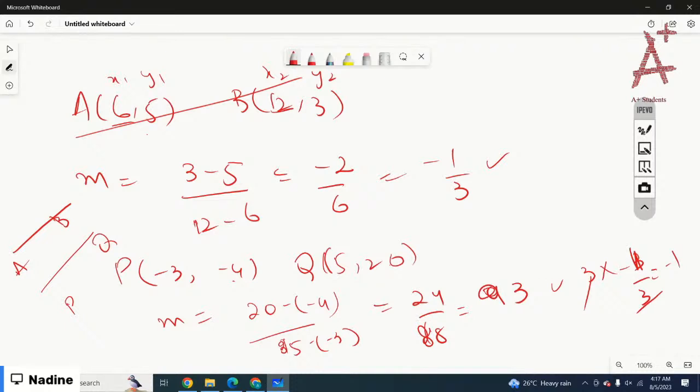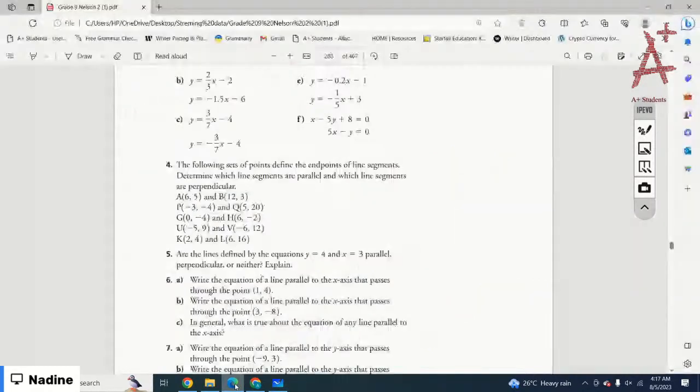Okay, you can check the slopes of the other lines and you can see which ones are parallel and which ones are perpendicular, right? Just calculate the slopes of the other points given.